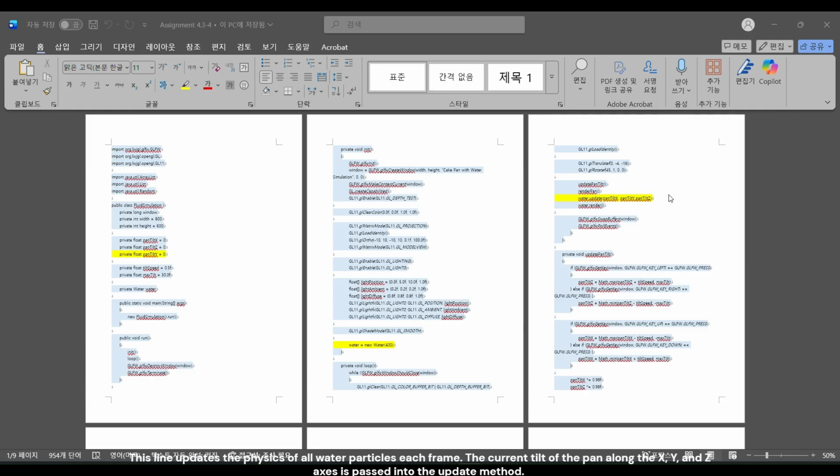This line updates the physics of all water particles each frame. The current tilt of the pan along the x, y, and z axis is passed into the update method. Inside the update function, the particles adjust their velocity and position according to gravity, tilt direction, collisions, and particle interactions.